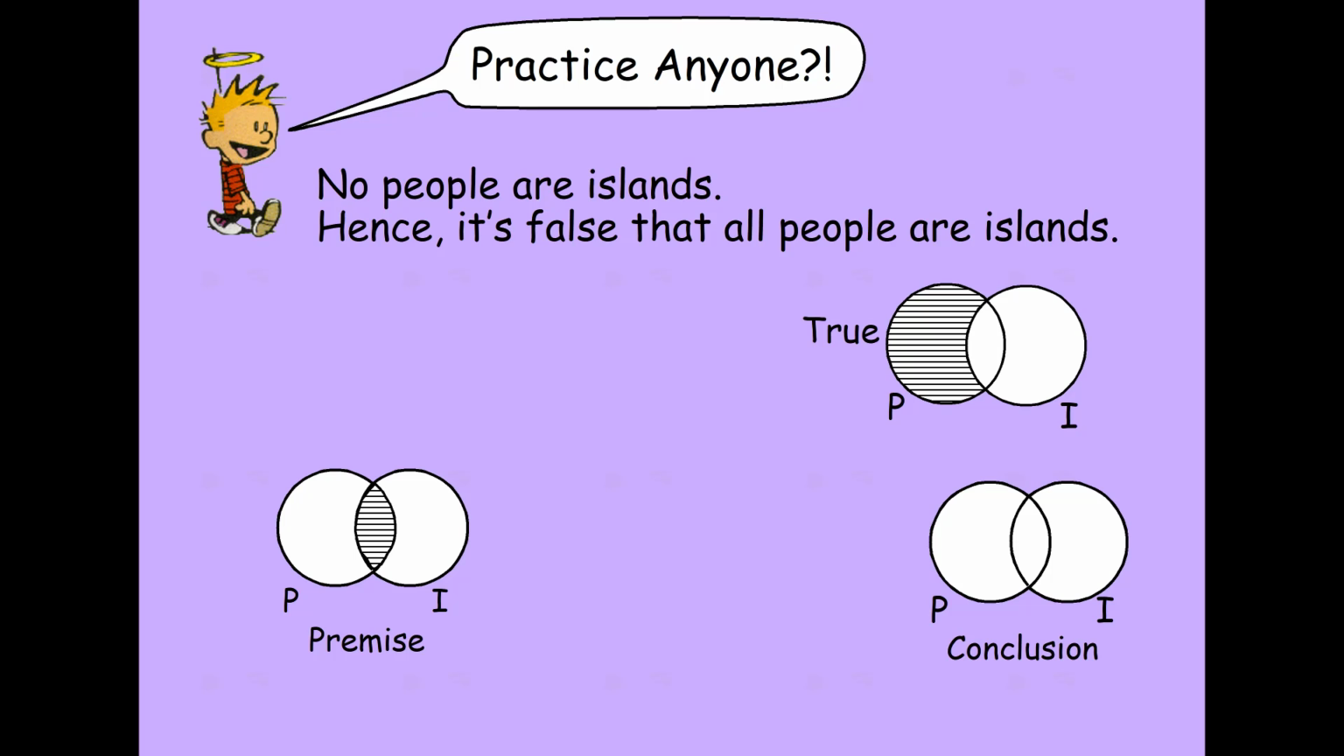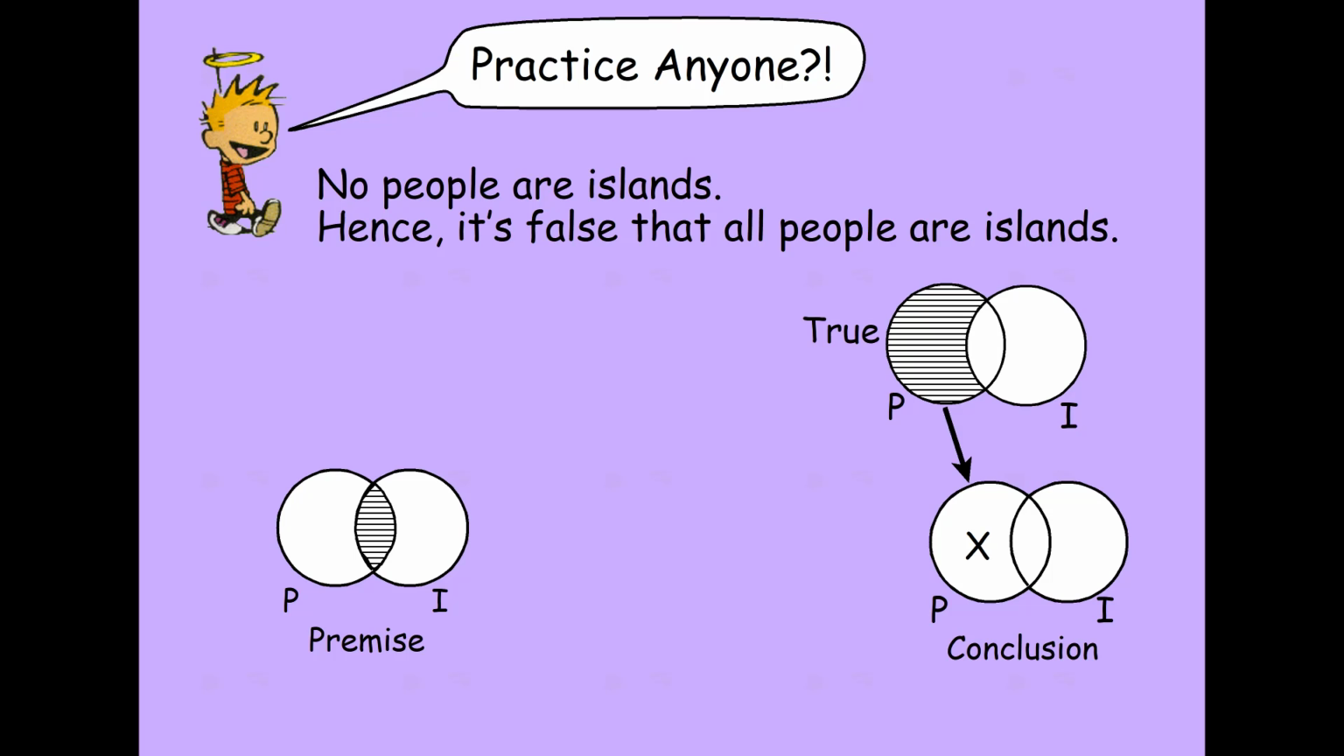So to make my whole conclusion true, I have to prevent that from happening. So if shading area one makes all people are islands true, if I put something in, an X, then I've got a true conclusion. That is, it's impossible for all people are islands to be true. And my conclusion, it's false that all people are islands, is now a true conclusion.